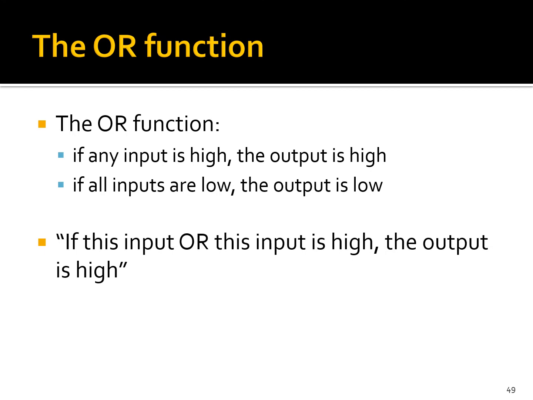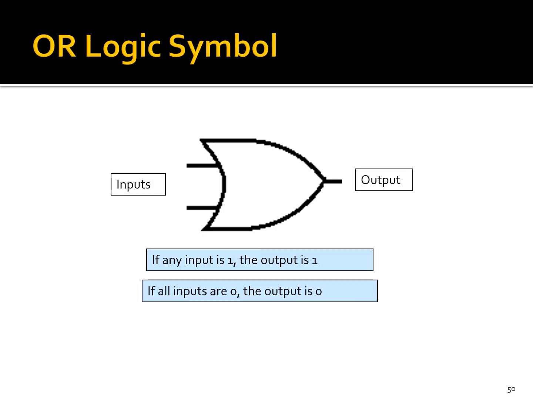In an OR function, if any input is high, the output is high. If all inputs are low, the output is low. So if this input or this input is high, the output is high. The symbol for an OR gate looks to me like a little shield. I have my inputs, and then at the pointy end, I have my output. The thing to remember with an OR gate is if any input is 1, the output is 1. If all inputs are 0, then the output is 0.